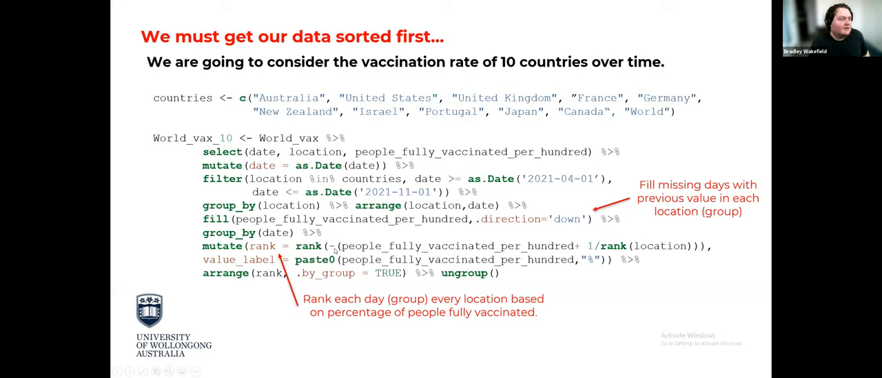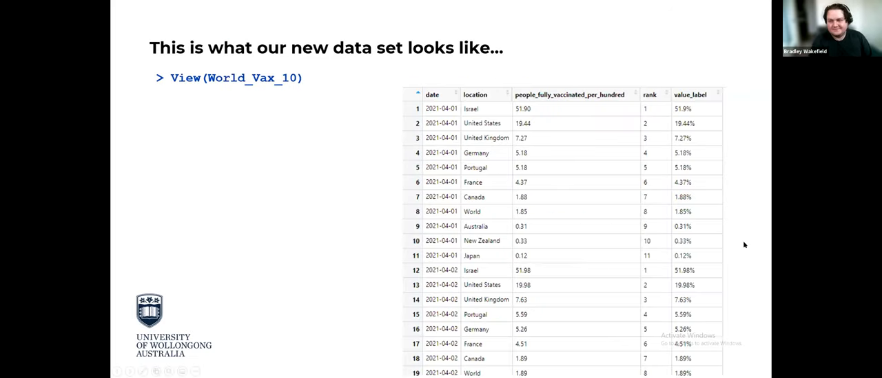I'm using the negative rank here because that will effectively say that the top score will get a rank of one. So the country with the highest vaccination rate will get a rank of one, the second highest will get a rank of two, and so on and so forth. I'm also going to create a value label, which just gives me my people fully vaccinated per 100. I'm going to make it a percentage because that's how we usually think of it, and I'm going to save that in the value label column here. And the last thing I'm going to do is resort my data so that it's sorted by rank. So it lists 1, 2, 3, 4, 5, 6, 7, 8, 9, 10 for each day of the data set. And we end up with something looking like this. So for each day, I've got a rank of each country.